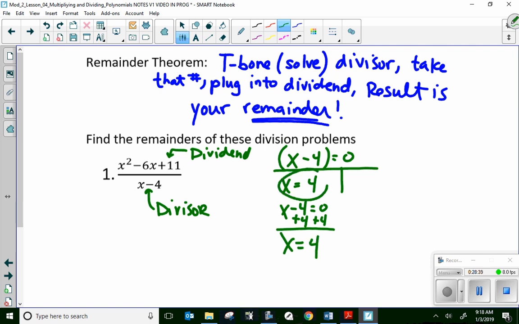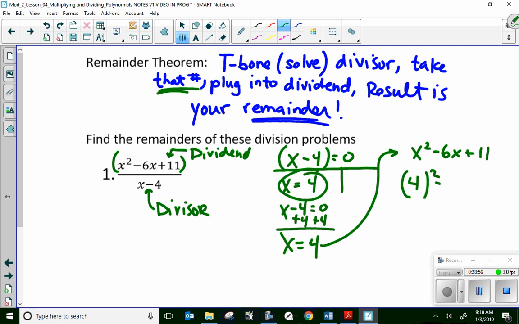All right? I take that number and I plug it into the dividend. That's the dividend. So if I have x squared minus 6x plus 11, and I substitute a 4 in for my x's, that's 4 squared minus 6 times 4 plus 11. 16 minus 24 plus 11. That is negative 8 plus 11. The answer is 3.